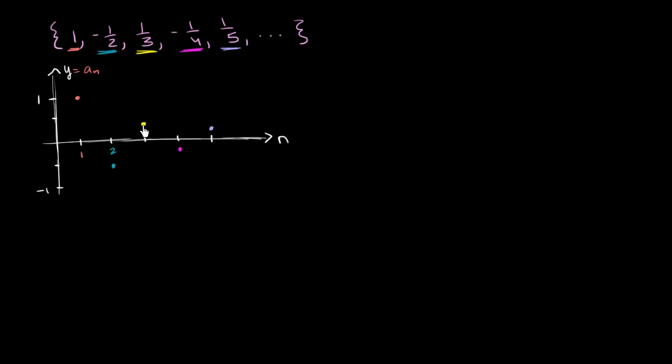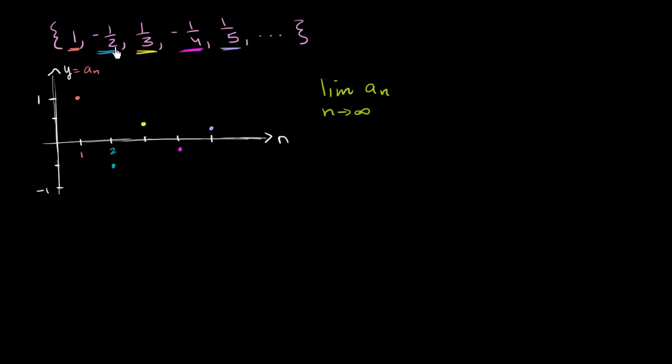So you see the points jump around, but they seem to be getting closer and closer and closer to 0, which would make us ask a very natural question. What happens to a sub n as n approaches infinity? Or another way of saying that is, what is the limit of a sub n as n approaches infinity?